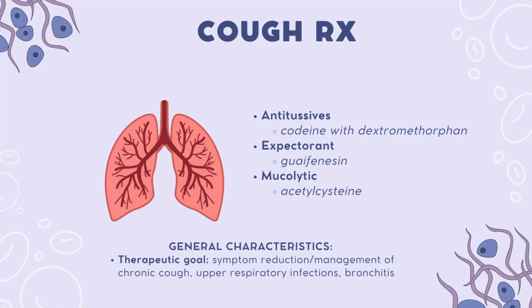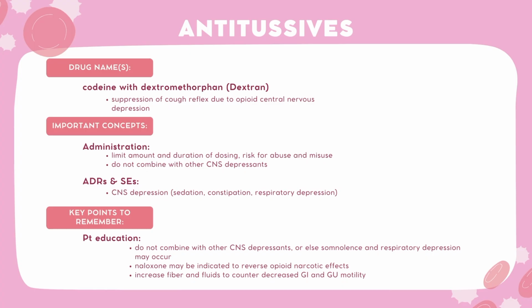Coughs can be irksome and last a long time after the period of illness is concluded, so let's be sure to cover some medications that can be used in managing cough. Codeine with dextromethorphan is an antitussive medication, functioning as an opioid to suppress the cough reflex in the CNS. As such, it is highly effective in providing relief from chronic and severe coughing.